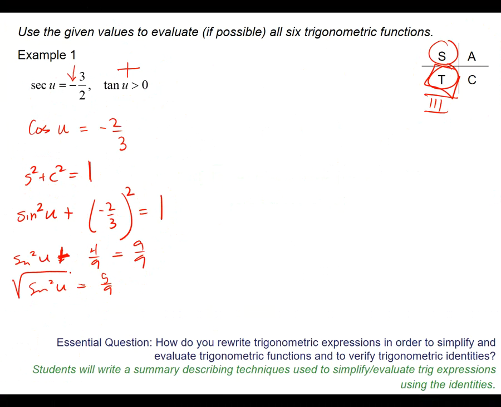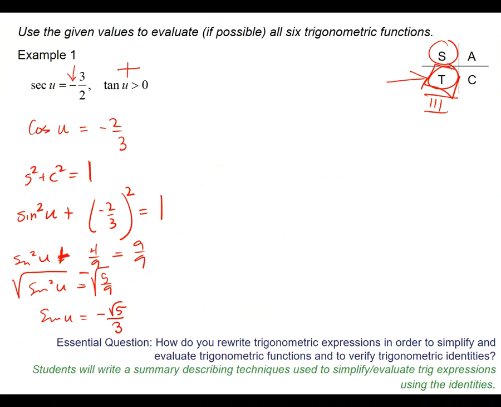Here's where the quadrant comes in. Technically, it's plus or minus, right? But in quadrant 3, should the sign be positive or negative? So we're only going to use the negative sign. So sine of u equals negative square root of 5 over the square root of 9. What's the square root of 9? 3.